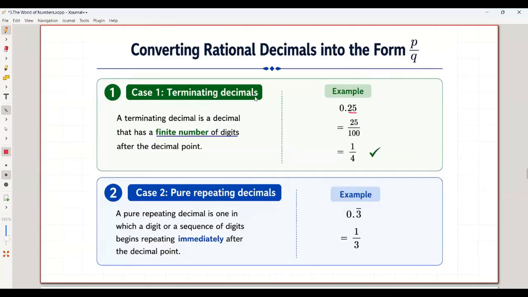This is terminating decimal. Second one is pure repeating decimal. Pure repeating decimal means the sequence of digits begins repeating immediately after the decimal point. This is the decimal point, and immediately after it, the 3 is repeating: 3, 3, 3, 3, 3. This is called pure repeating decimal.